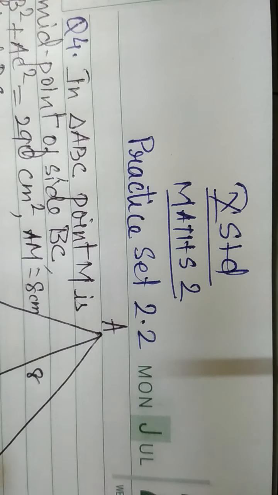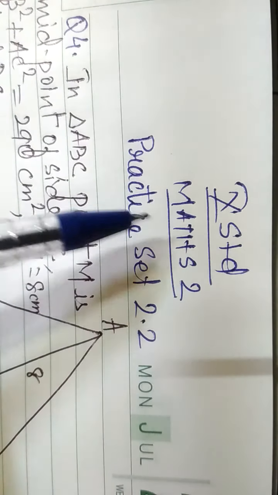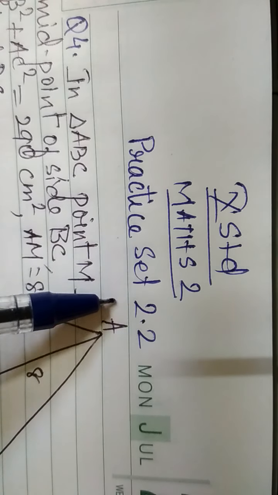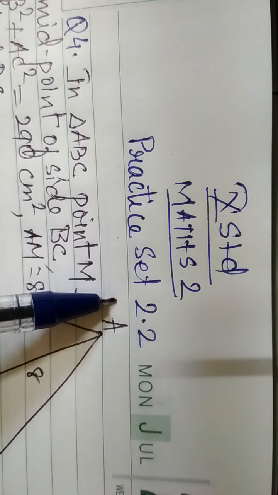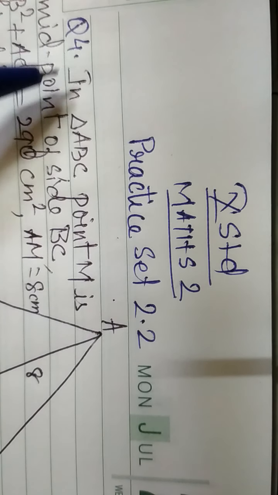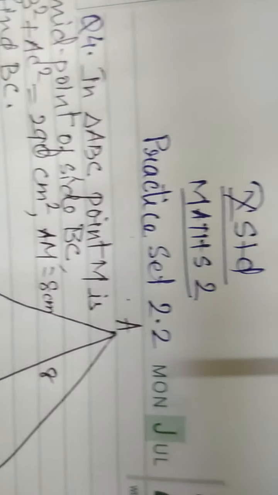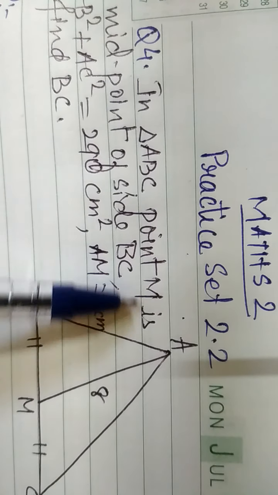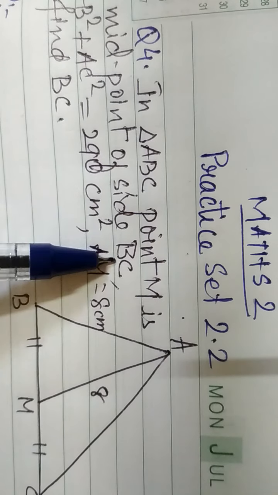Good morning, students. So today we will start Maths 2, that is practice set 2.2. Already we have completed till question number 3. So today we will start with question number 4. Question number 4 is: in a triangle ABC, point M is the midpoint of side BC.